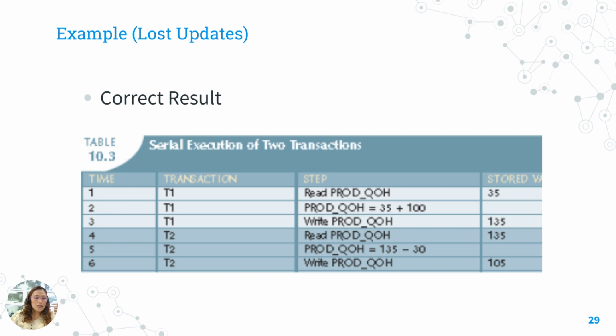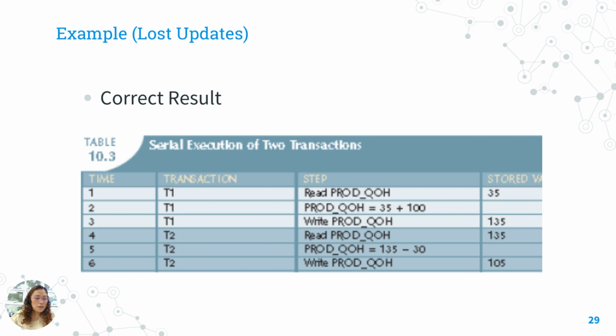So let's have here the correct result when you do the proper sequence of updates per transaction. In this case, this is an example of serialization. Meaning one transaction should finish or be completed before another transaction can access the same data item. So in this case, transaction one, this is the correct process.